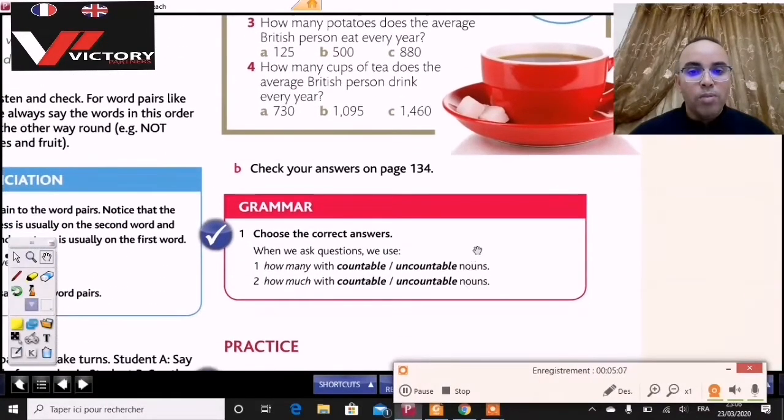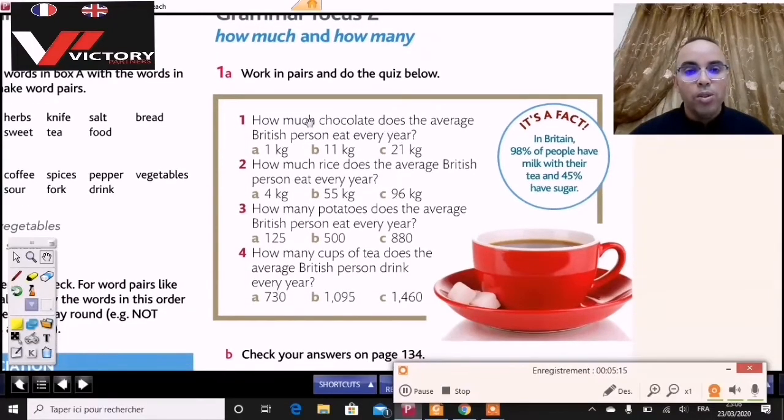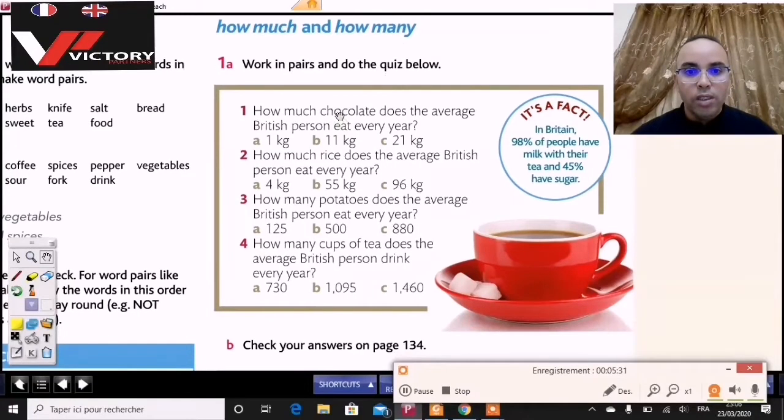Okay, now we will move to talk about grammar. We are going to talk about how to use and form how much and how many in a question. So please, I want you to notice the questions we have got here, these questions that start with how much and how many in the quiz. Notice the words that come after much here: chocolate, rice, and that's all.